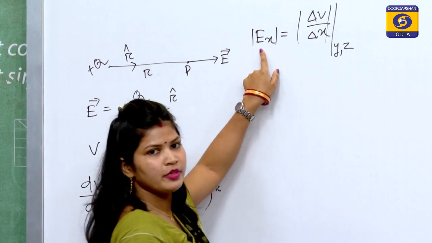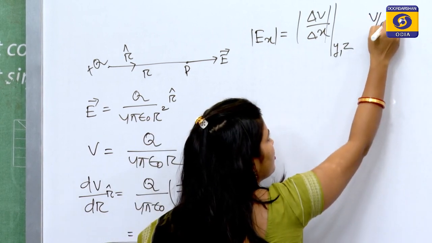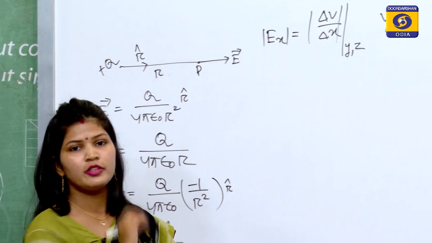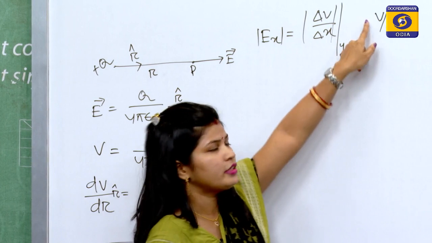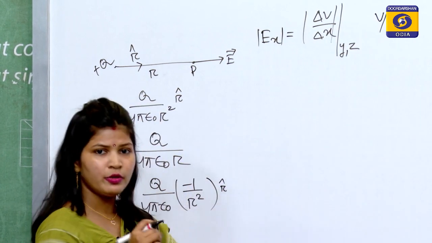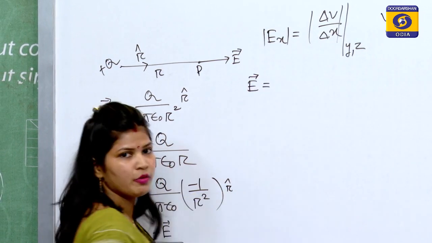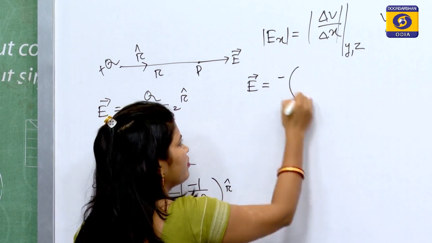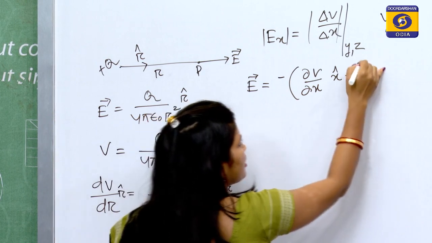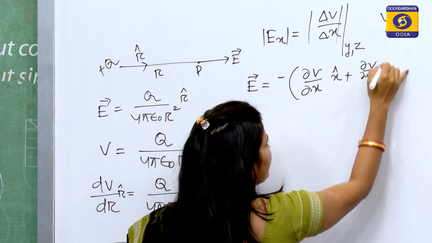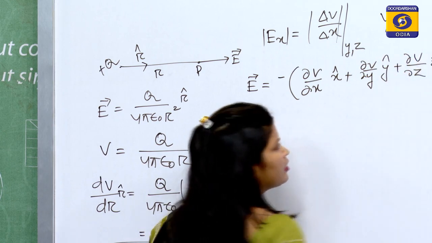So, the unit of electric field is volt per meter. Earlier it was Newton per Coulomb, but now the unit of electric field is volt per meter. In Cartesian coordinates, electric field E vector is equal to minus, taking common, del V by del x x cap plus del V by del y y cap plus del V by del z z cap.